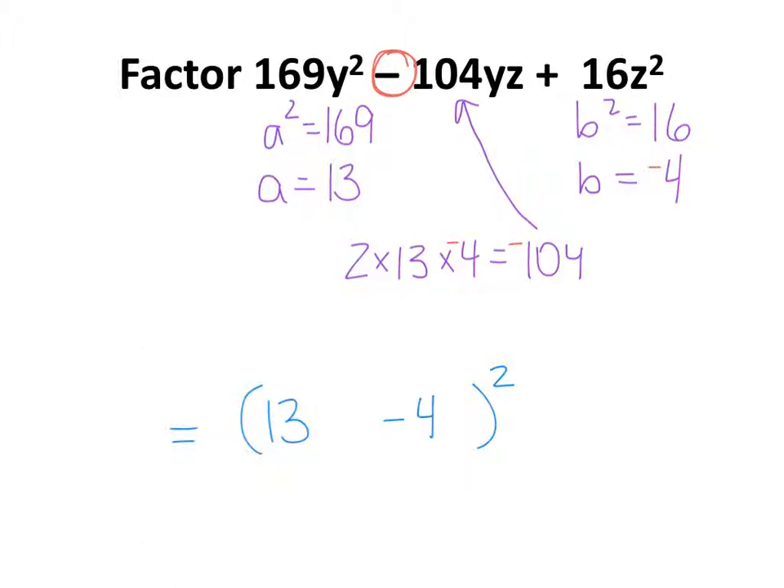Since this example includes two variables, we're considering that y squared would come from 13y and 13y. We're considering that the z squared would come from negative 4z multiplied by negative 4z, and 13y's multiplying with negative 4z's will end up giving us those yz's that we expect.